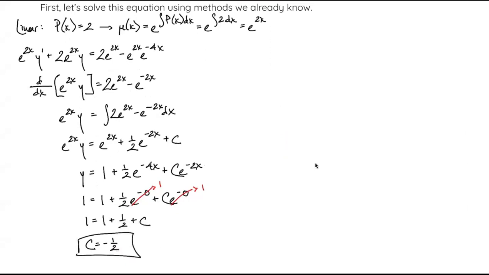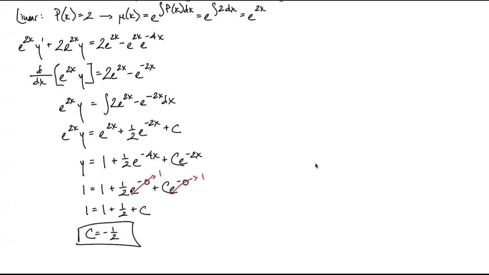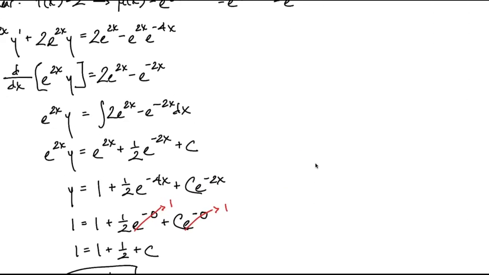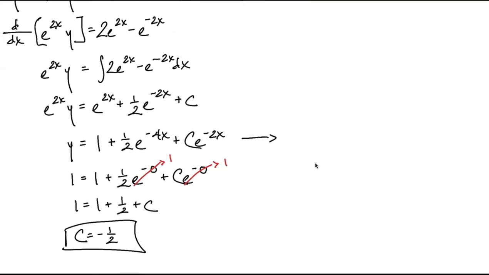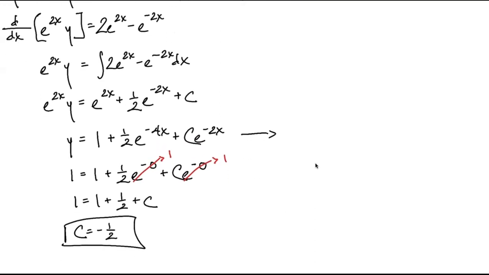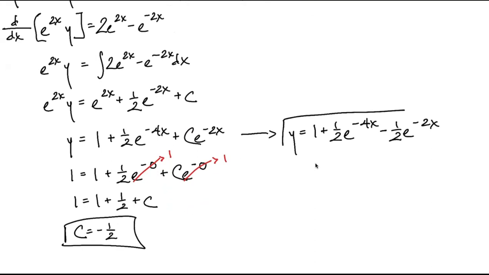So we have solved our linear differential equation. We found our c value, but what I want to do now is write a final answer where I have the c as a number. Okay, so let's not forget to do that part. So let me go back up to that line where I had my explicit solution. And instead of having a c, I'm going to put negative 1/2. And so I'm going to get y equals 1 plus 1/2 e to the negative 4x minus 1/2 e to the negative 2x. And this is my solution.